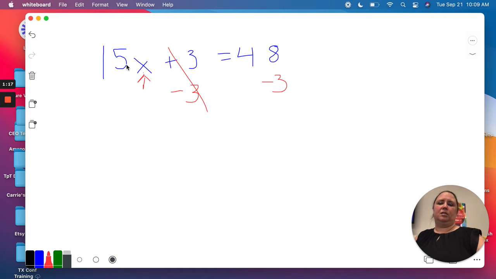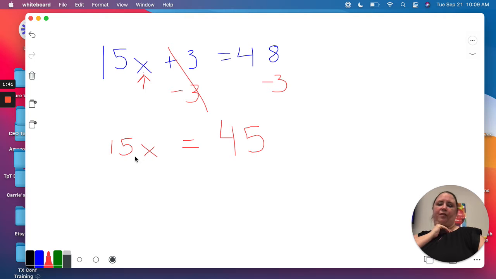So then these cancel, and then I just bring this down and rewrite it. 15x equals, what is 48 minus 3, Josh? 45. My giant 4. All right. So that was one step. The second step is to deal with whatever is with the variable. How do I get this variable by itself, Camila?